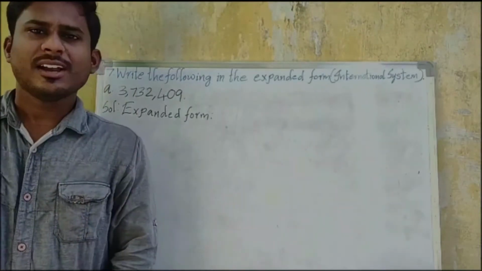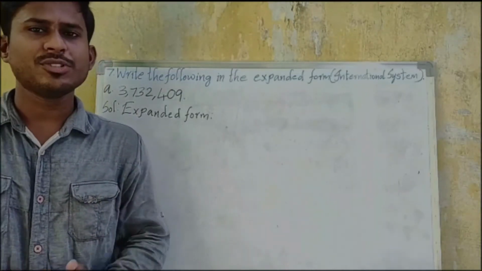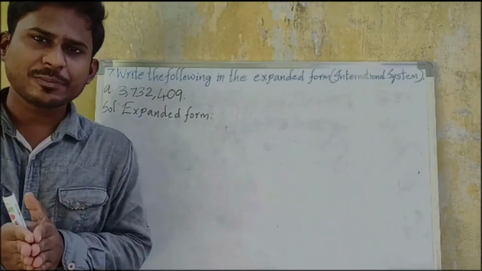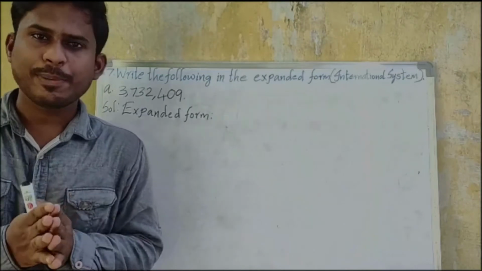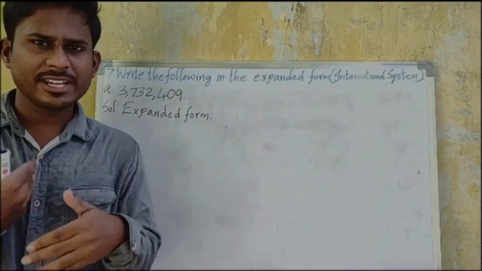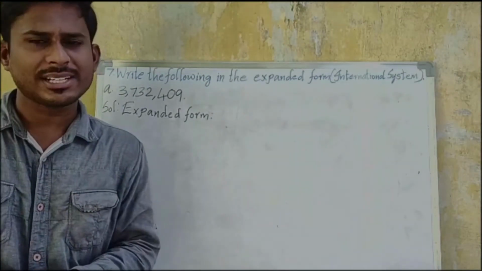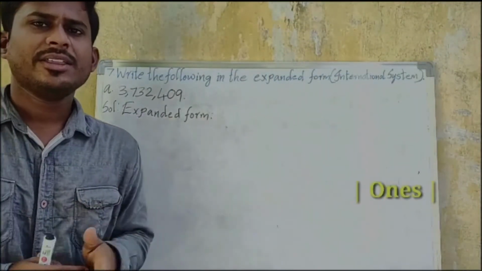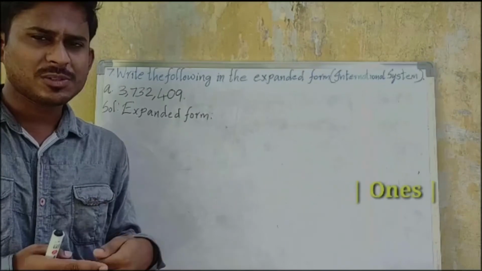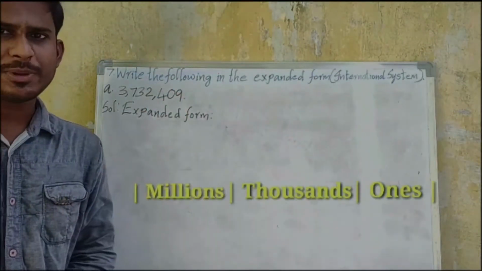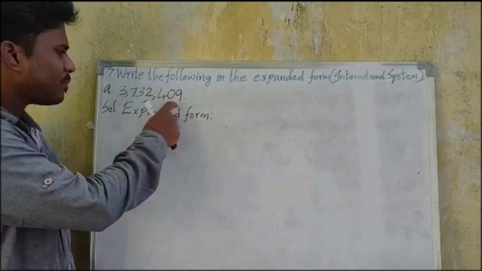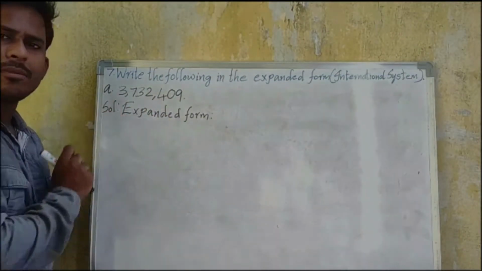Now 7th bit. Write the following in expanded form using international system. We know already international system, in each period that there are 3 places. So shall we revise that? What are the periods in the international system? First we have ones period, then we have thousands period, then we have millions period. Okay. Now let us go for the question.